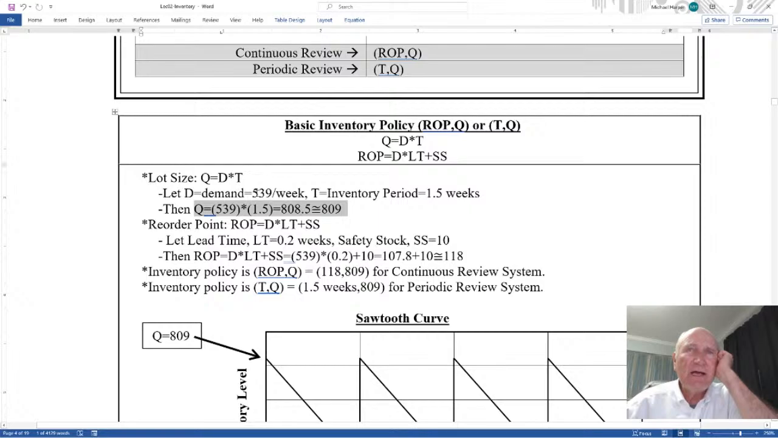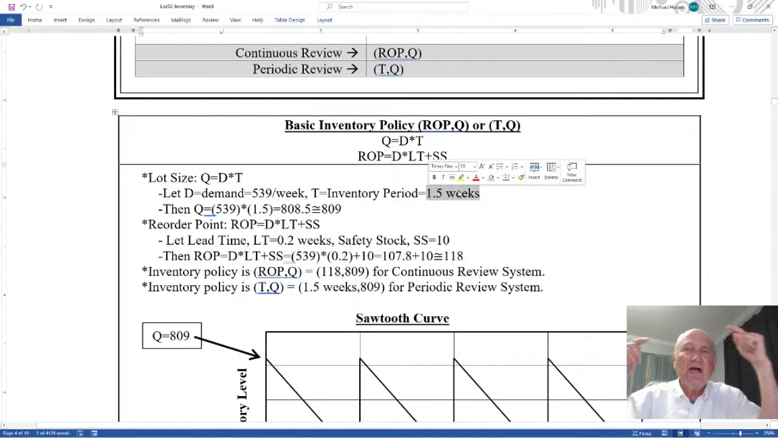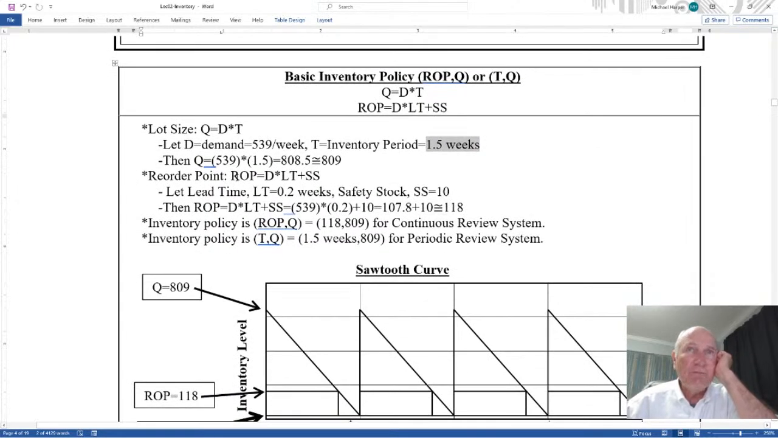Okay, now let's suppose that we have 539 in this, and so basically Q equals DT. I'll take the 539 times 1.5, and so my lot size is going to be approximately 809. You just multiply them together. But when you multiply them together, notice the demand is in weeks. The inventory period is in weeks. Those time units have to be the same, so be careful.